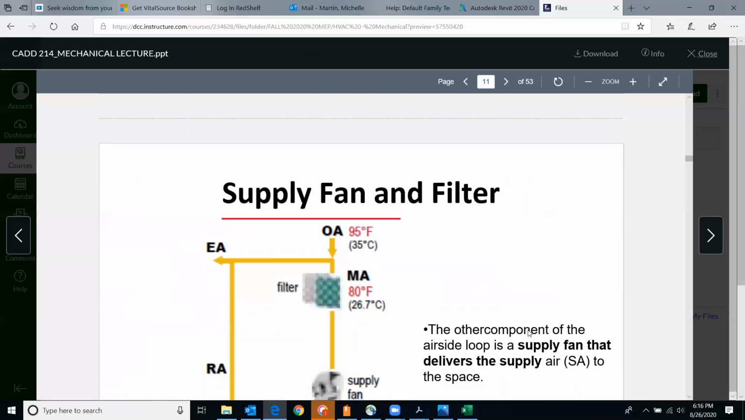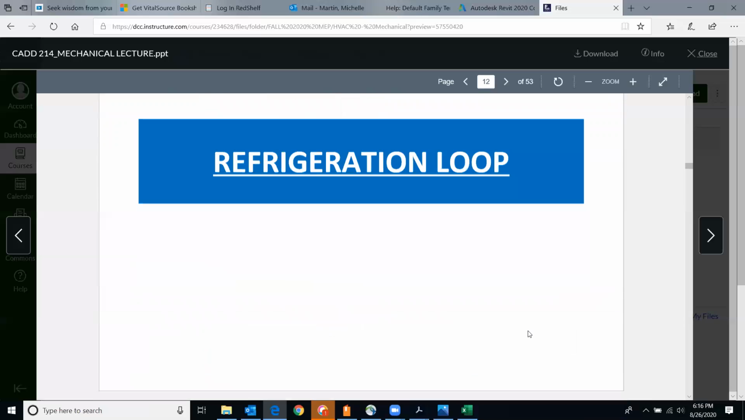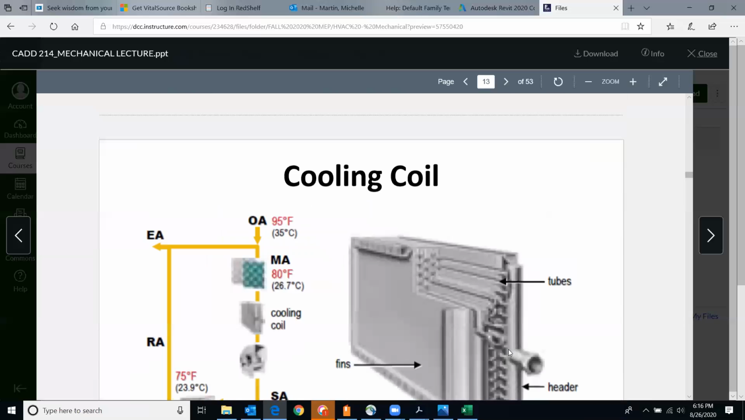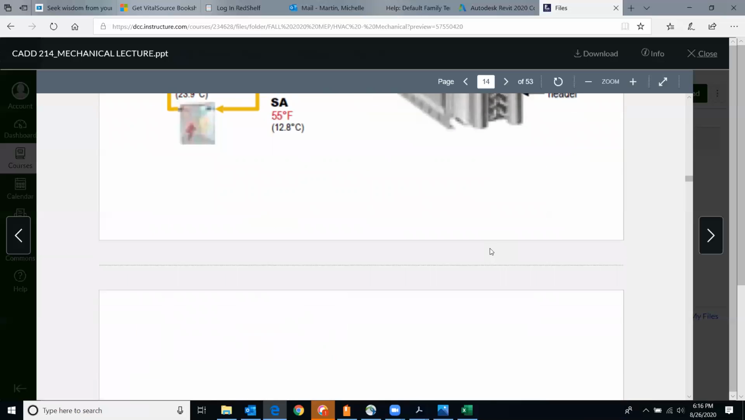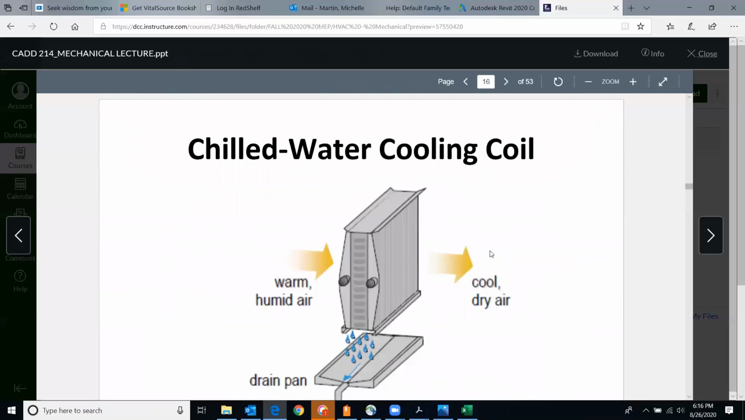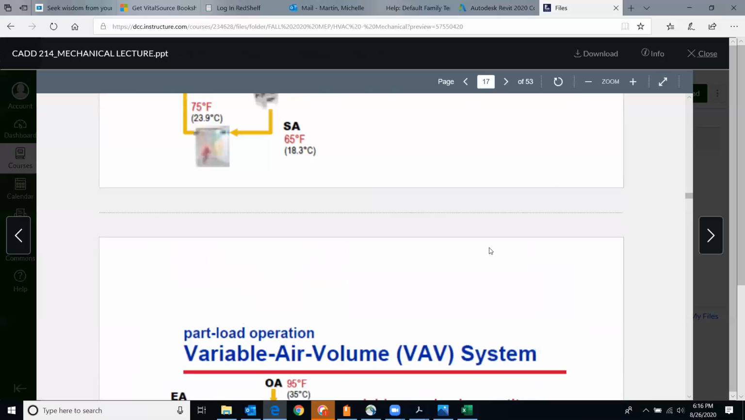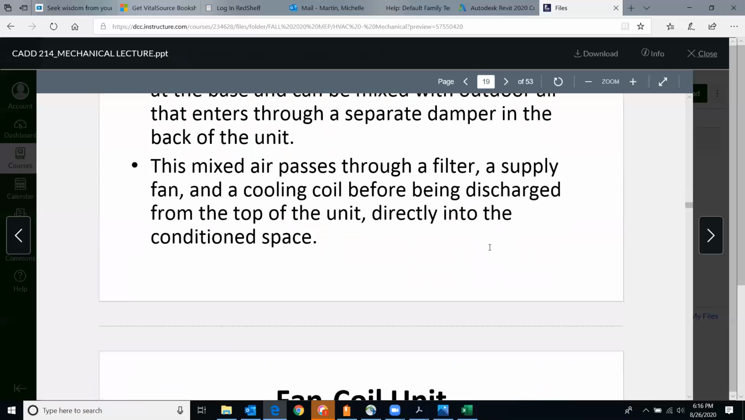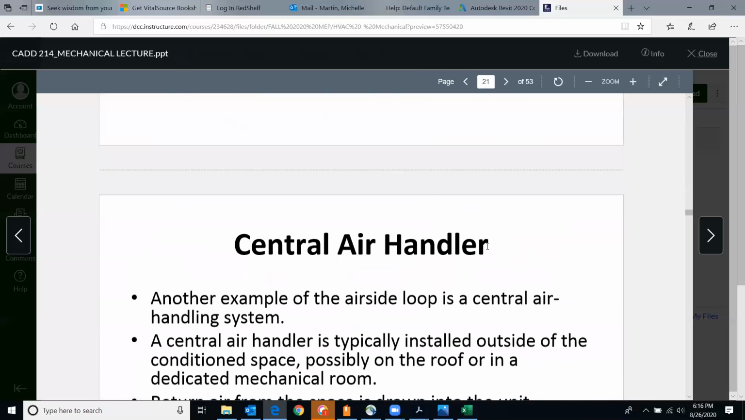I'm going to let y'all read through this at your own pace. You don't need to have this finished and read by next class, but you do want to have some understanding of how these different systems work by the midterm.